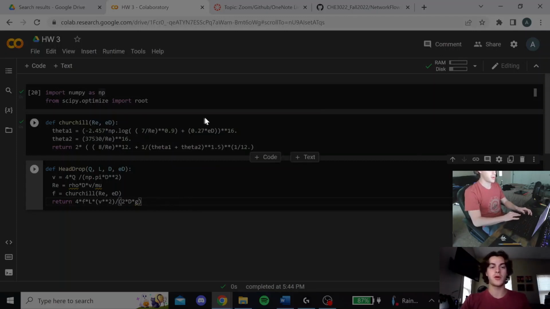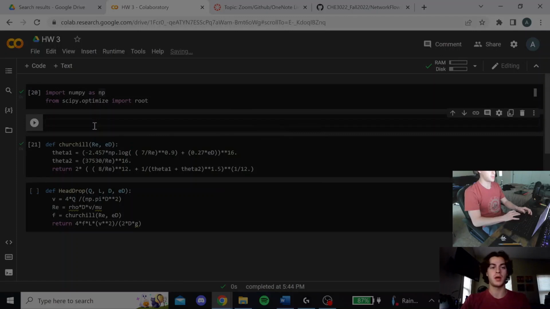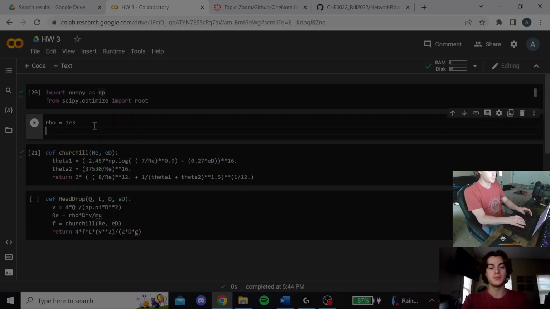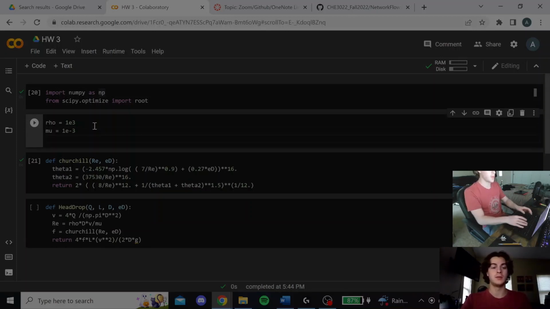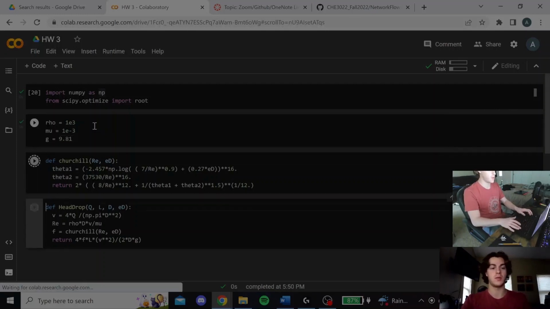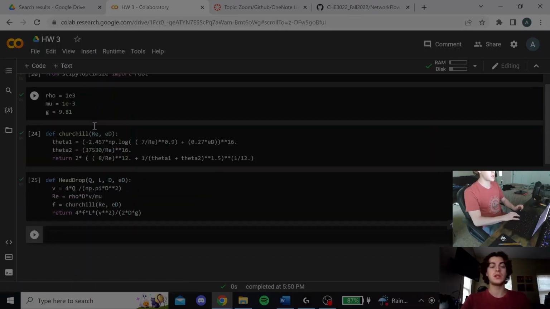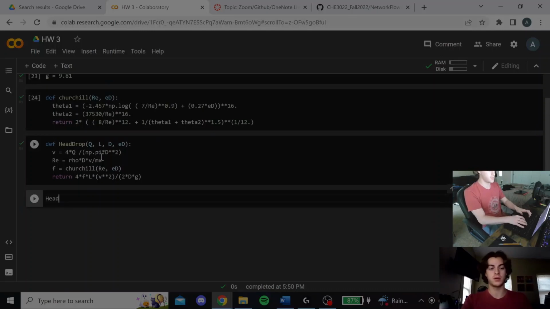And now before I go ahead and run this block, we need to come up and define some of our constants. So rho, we're just going to use the density of water, which is 1e3 kilograms per meters cubed. The viscosity of water, which is 1e to the negative 3 Pascal seconds. And then gravity, which is just 9.81 meters per second squared. So now we can go ahead and test our head drop function.